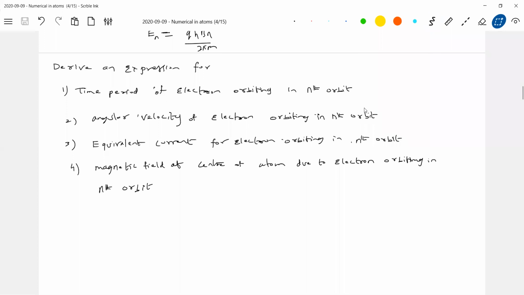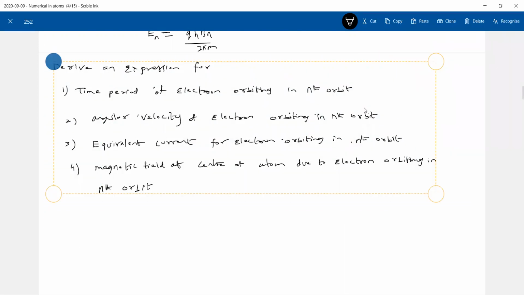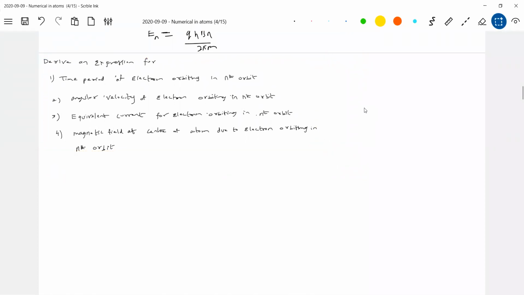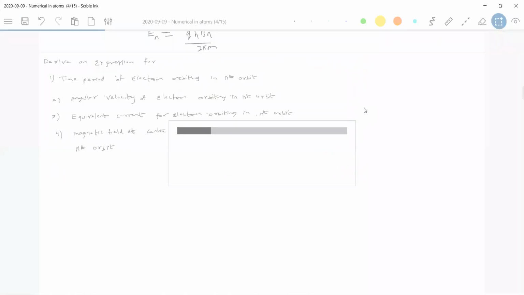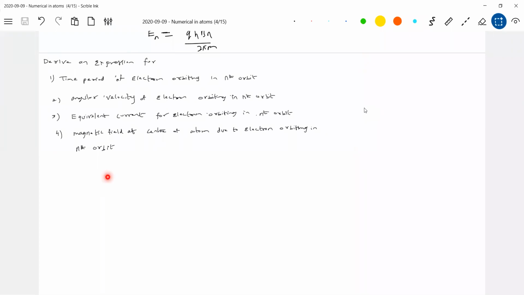How to bring the time period? On one side we know the radius, we know the velocity. So what is the basic formula? Time period is 2 pi r by v. So I'll start with the time period of the electron in the orbit. Time period is given by 2 pi r_n by v_n. Okay, now substitute r_n and v_n and you'll get the time period. I'll directly write the formula; you do the substitution later on.